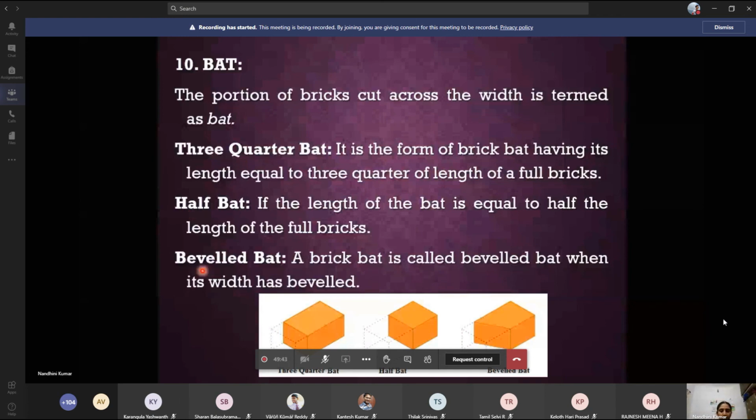Next is beveled bat. A brick bat is called a beveled bat when its width has been beveled. Beveled is slicing off. Why are they slicing it off? I'll tell you. You have a normal brick, as per IS code. We are using it. Why should we cut it?